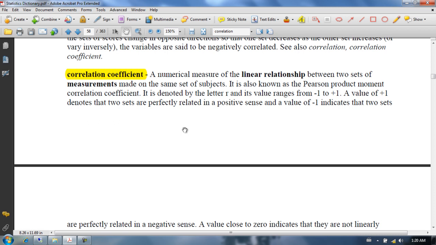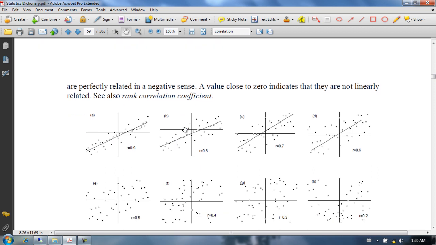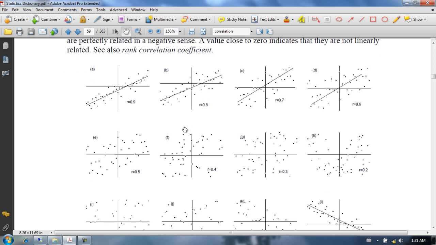The value of +1 denotes that the two sets are perfectly related in the positive sense, and a value of -1 indicates that the two sets are perfectly related in a negative sense. A value closer to 0 indicates that they are not linearly related.